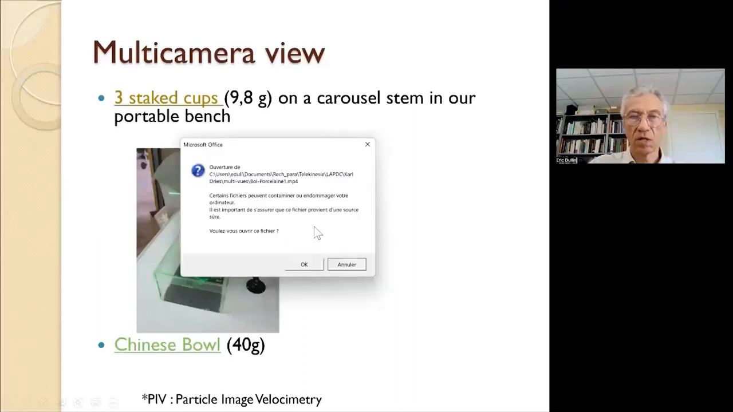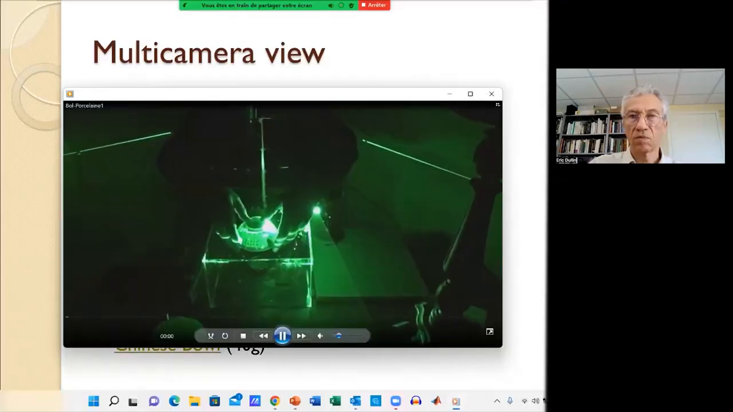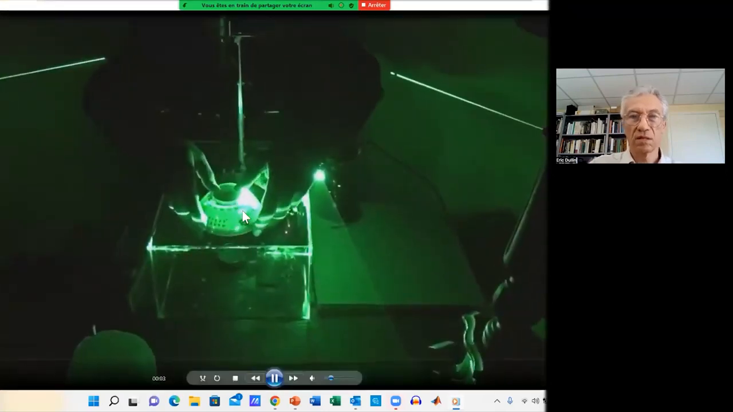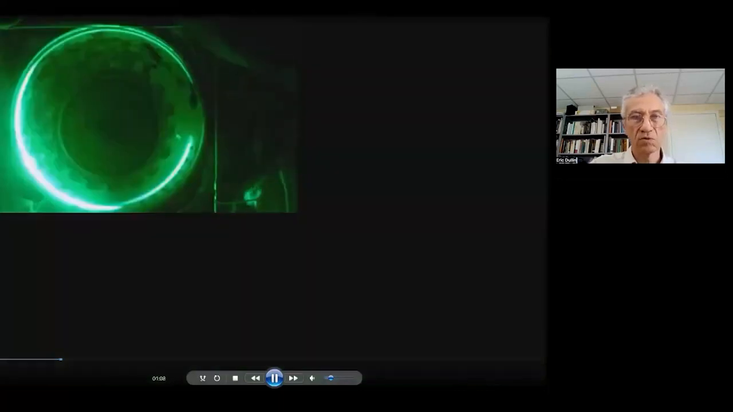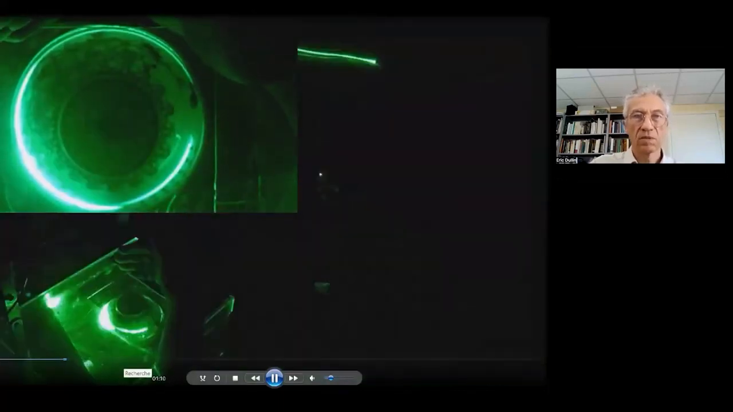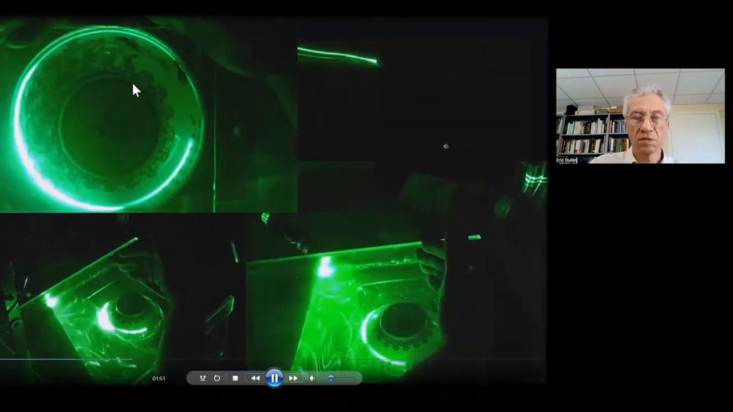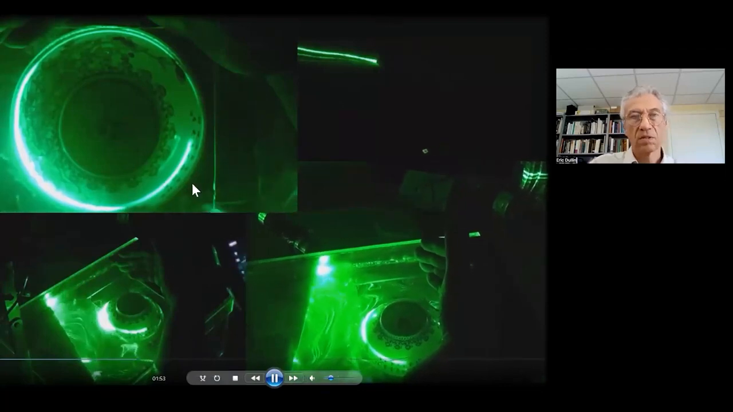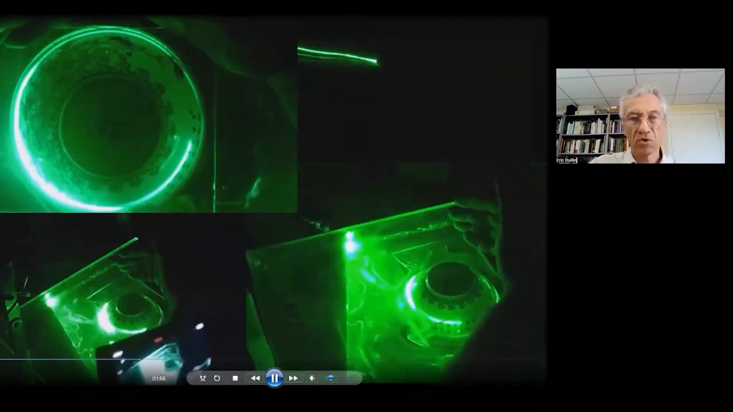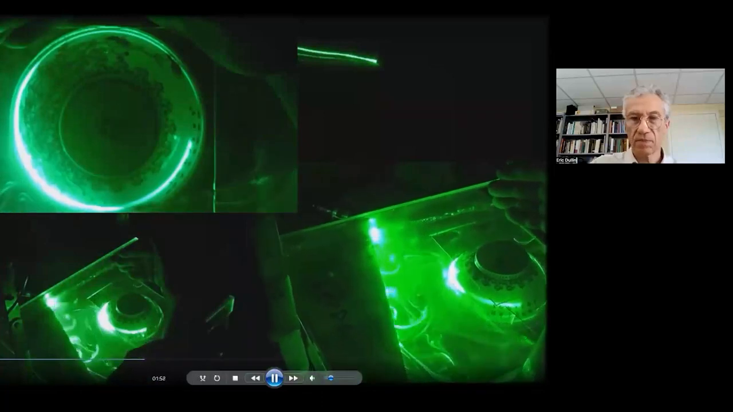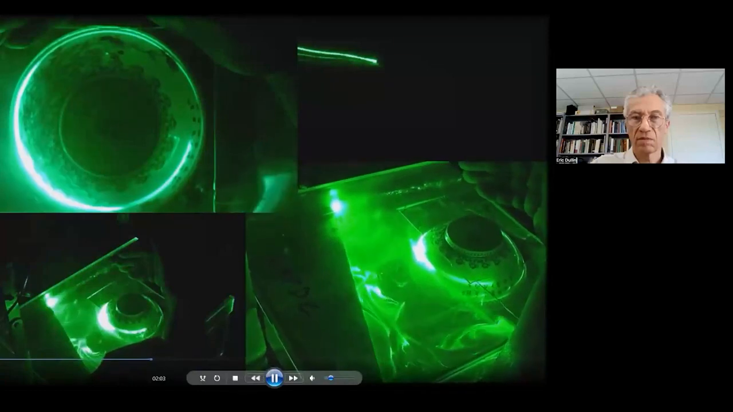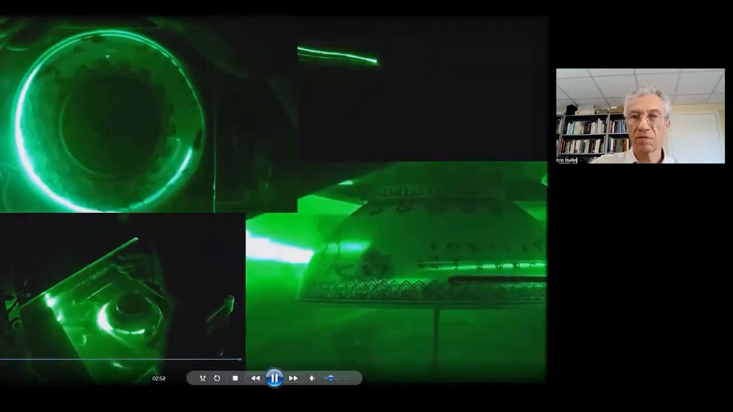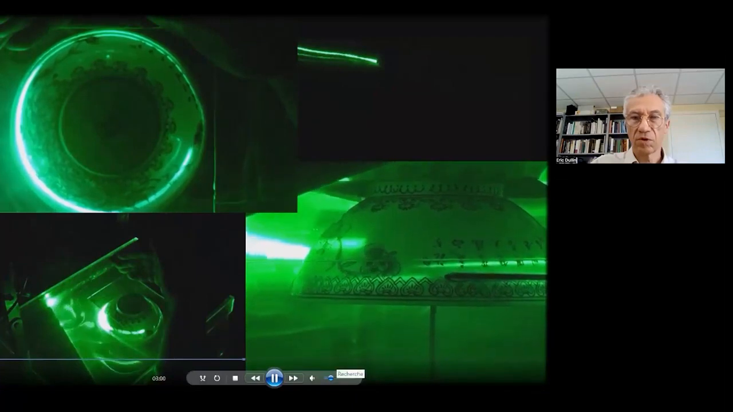And another one, we have a different target. So it's a Chinese ball. It's a bit long to balance. So there is more inertia, so it's harder to start. And then you can see, maybe here, you can see the mobile running.